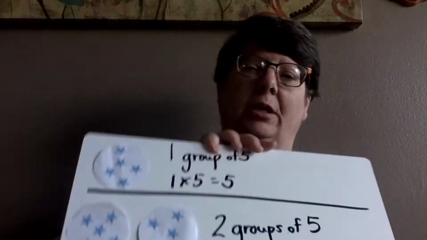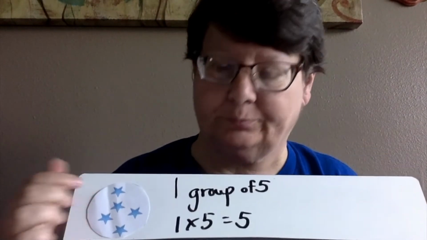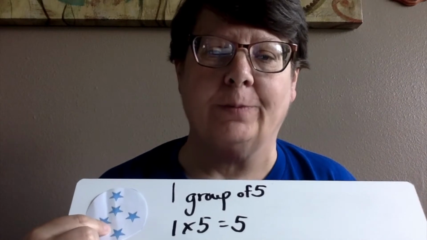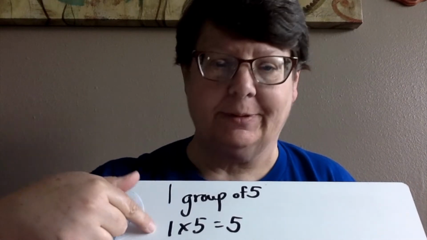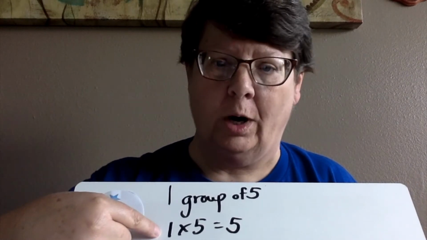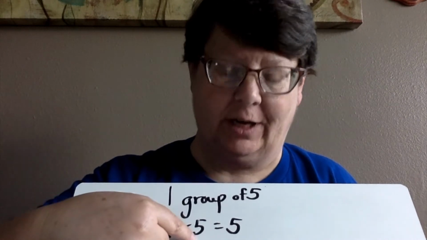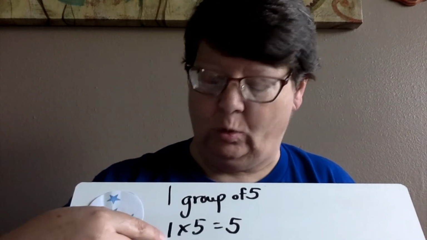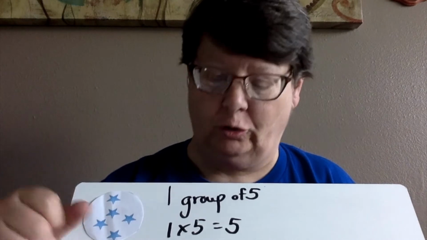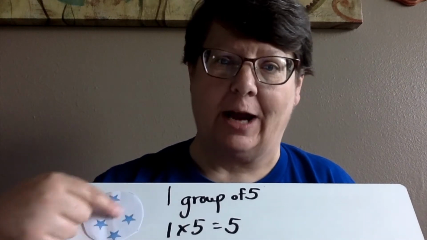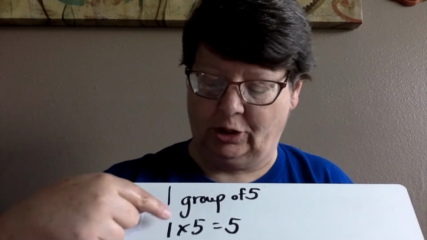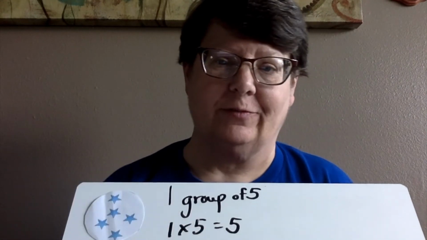Now we will practice making groups of 5. I use stars again, and I have 5 stars on each of my circles. Here's our first problem. I have one group of 5. So the multiplication equation would be 1 times 5 equals 5. The 1 stands for I have one group, and the 5 stands for how many are in my group, 5 stars. So 1 times 5 equals 5.